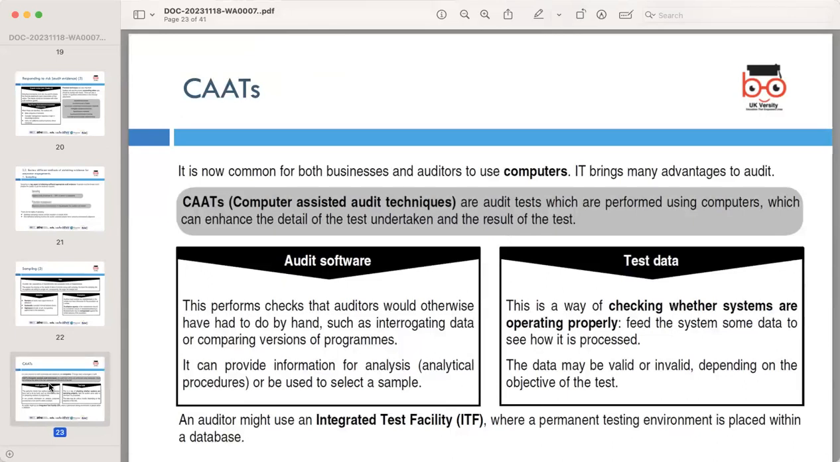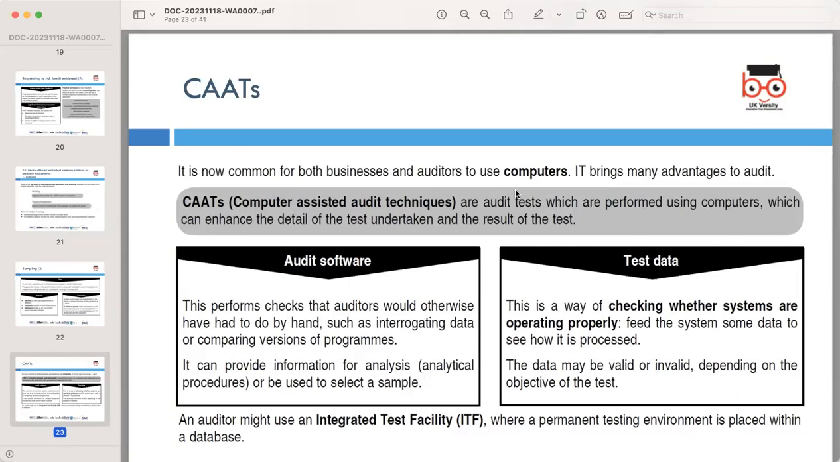So now here, if you come to the CATs, if you come to page 23, it is now common for both business and auditors to use computers. IT brings many advantages to audit. CATs, or computer assisted audit techniques, are like superpower tools that auditors use to make their jobs easier and more accurate. So, what is CAT?